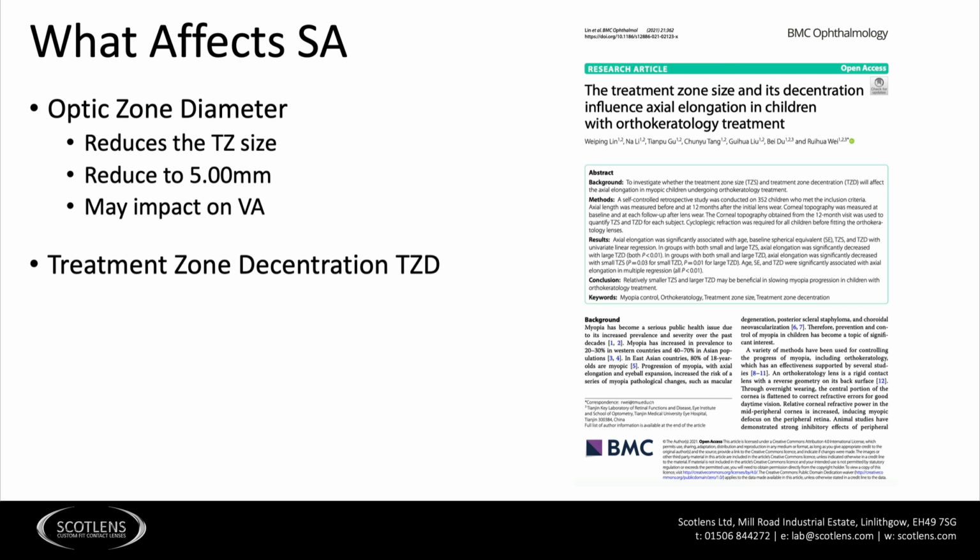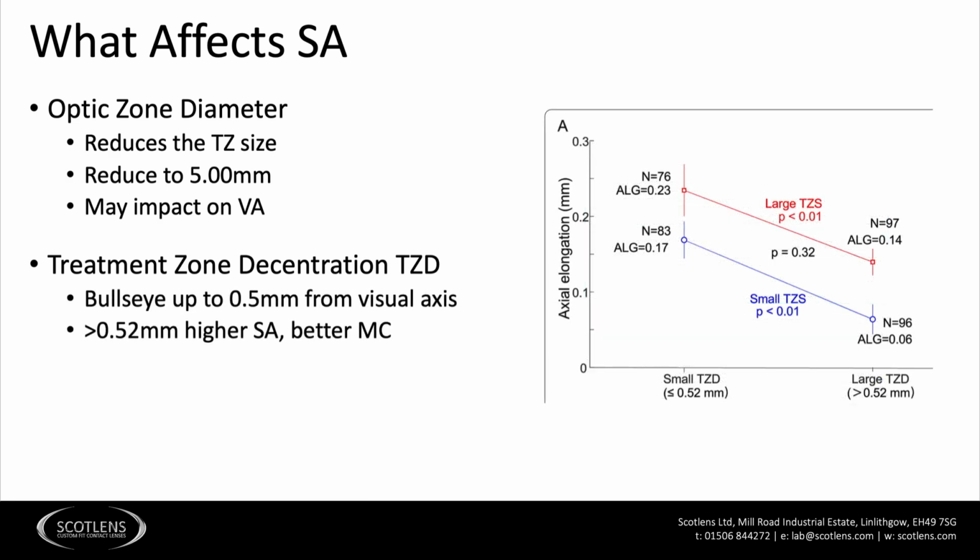The next thing is the treatment zone decentration. This is something that we can anticipate a little bit, but we're often not going to know what the actual treatment zone decentration is until after we've fitted it. We've considered less than 0.5 mil of decentration to be bullseye. More than that, and you can see that a higher amount of decentration resulted in a slowing of axial length growth. So again, when we see these kind of wonky topographies, we want to provide a balancing act.